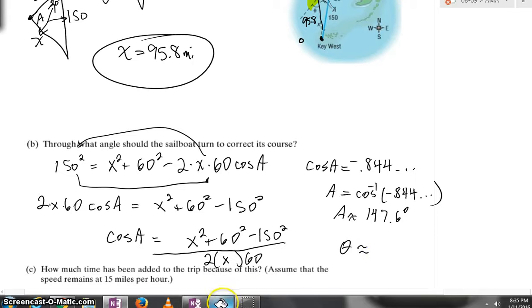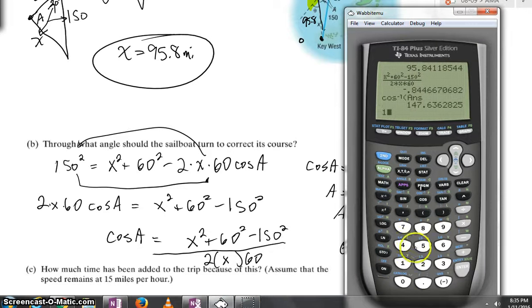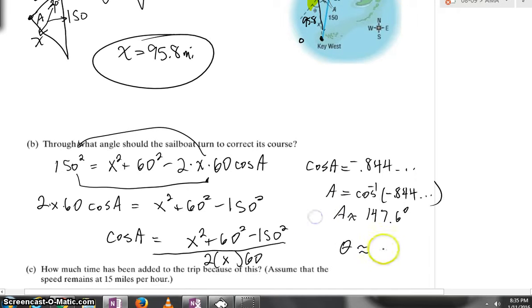What's theta though? What's the angle that the boat would really have to make a correction angle on? The boat would have to turn the supplement of that, 32.4 degrees. Okay, 32.4, and then you're good to go.